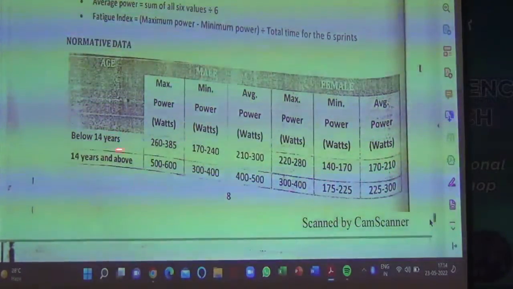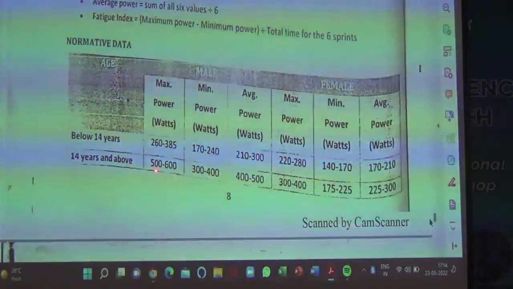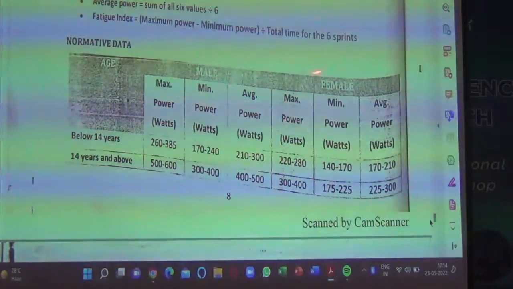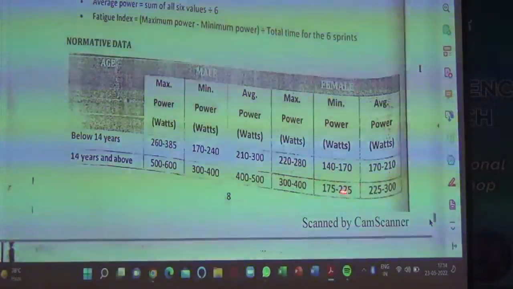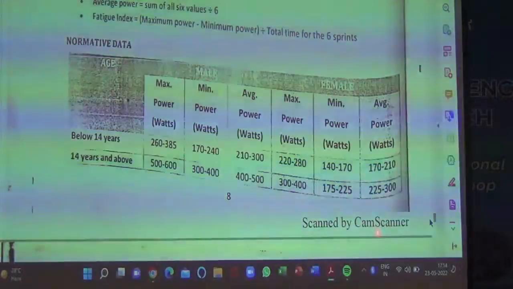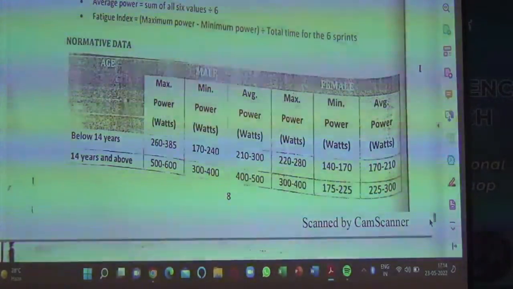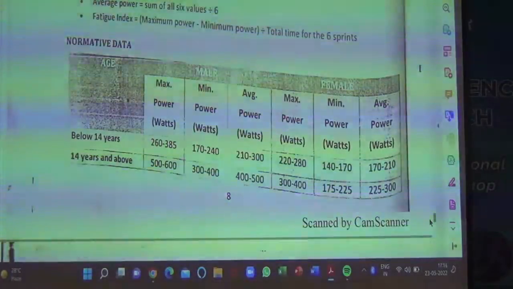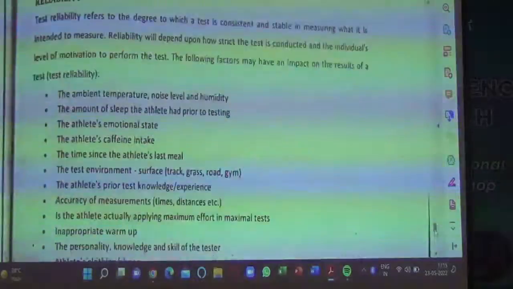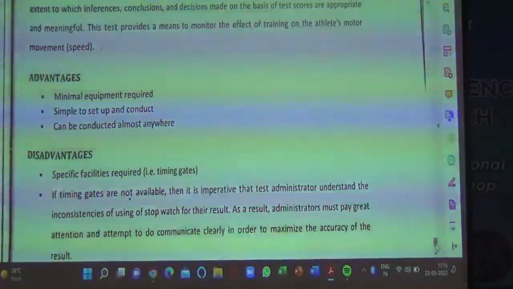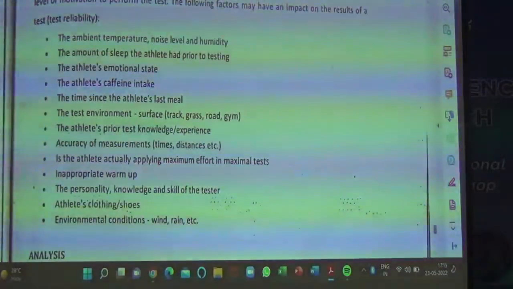Clear? Above 40, 600 maximum power, minimum 400. This is for male. For female, this is 300 to 400 and minimum is 175 to 2 to 5. Then average is 2 to 5 to 300. This is how you have to interpret. Okay? So these are the advantages and disadvantages of this particular test. Okay, anything left?